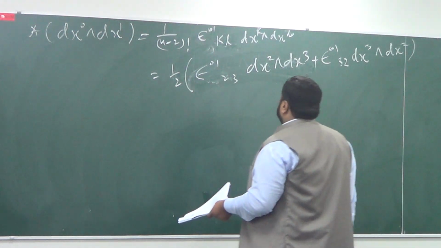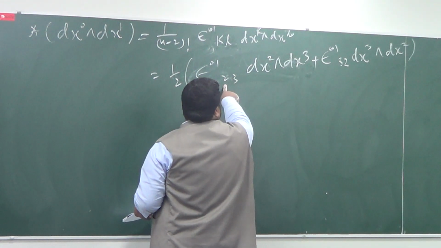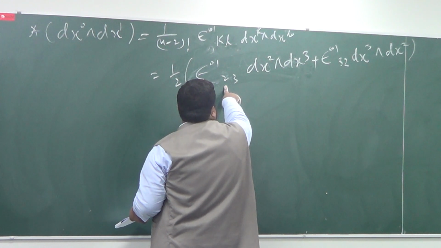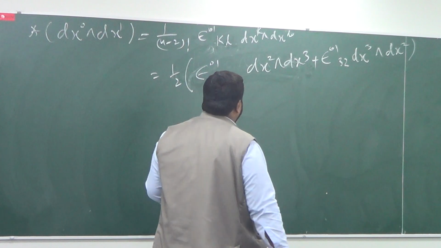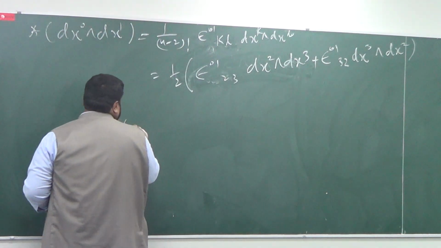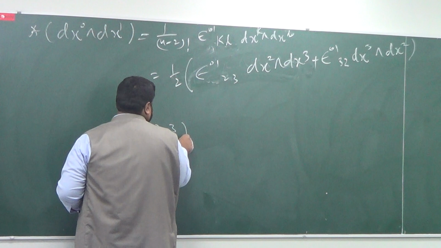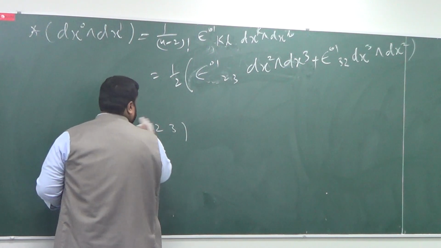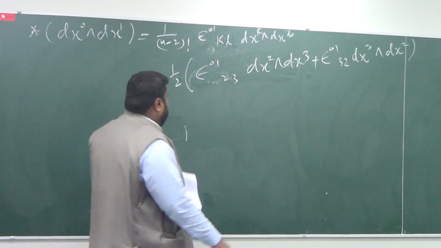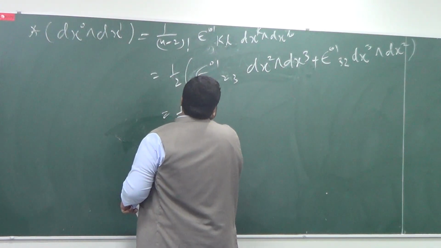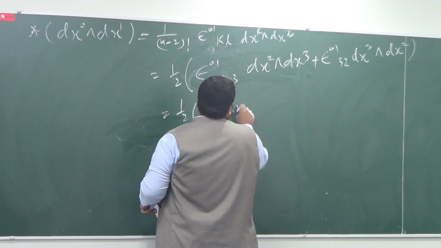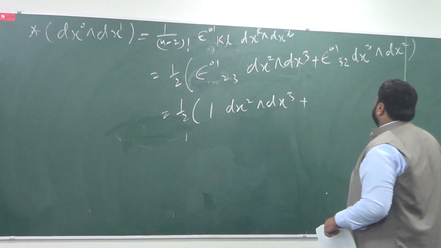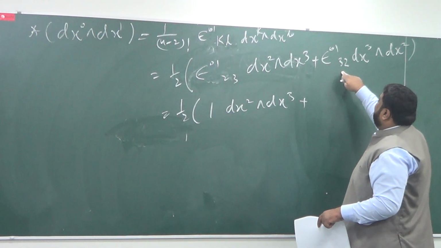So what did you get? What would be 0 1 2 3? Would that be minus 1? 2 3 is a single transposition. So I have this kind of a transposition 0 1 2 3. So that's my transposition, so it's an even transposition. So you're going to have a 1 here. So 1 dx2 wedge dx3 plus you're going to have a minus 1 here.